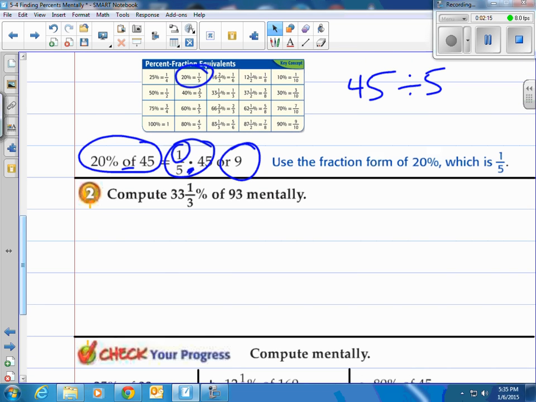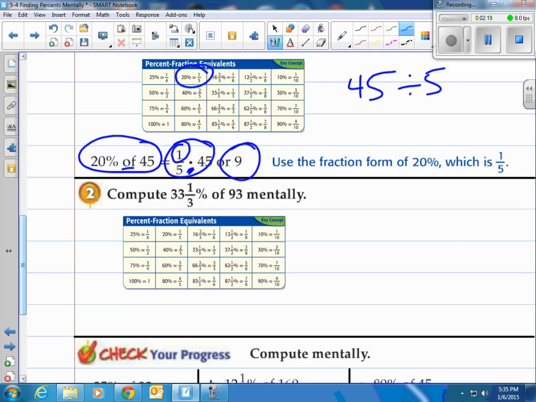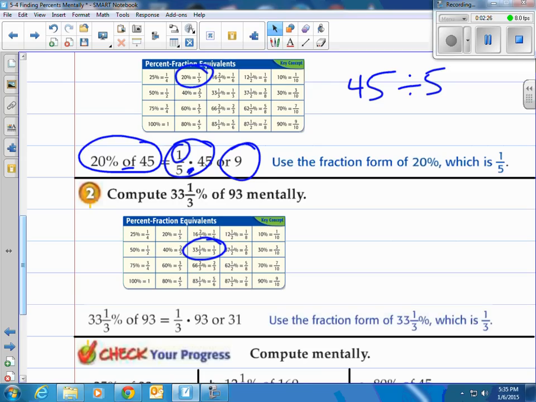How about the second one here? Compute 33 1/3% of 93 mentally. Well, I have to remember that 33 1/3% is actually 1/3. So let's replace 33 1/3% with 1/3. And we have 1/3 times 93, which means 1/3 of 93. And again, I'm really just taking 93 and dividing it by 3 in my head. And I can do that. I hope you can too. That's actually 31.